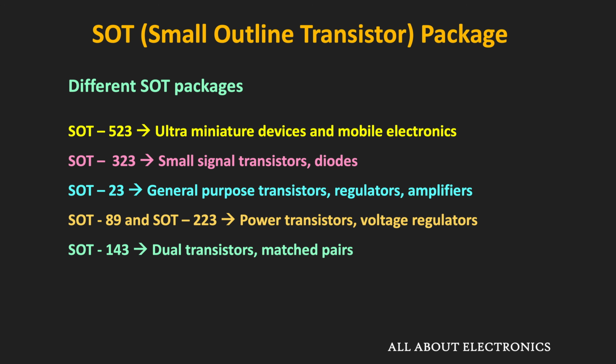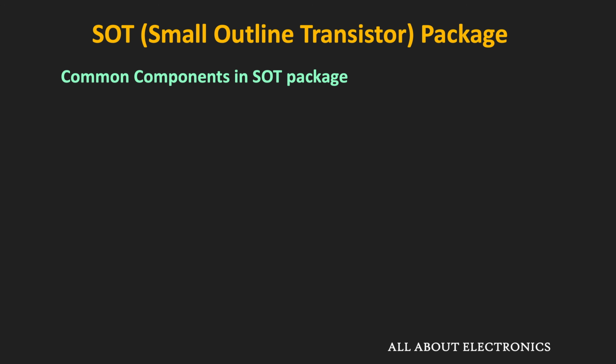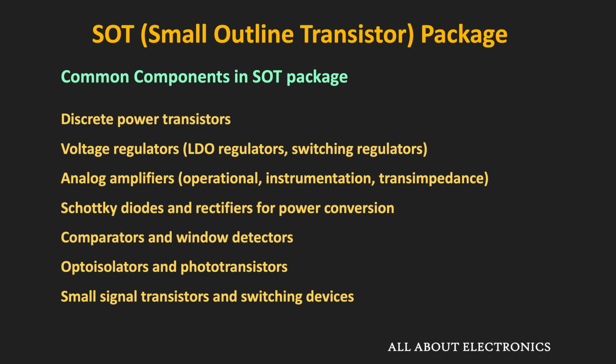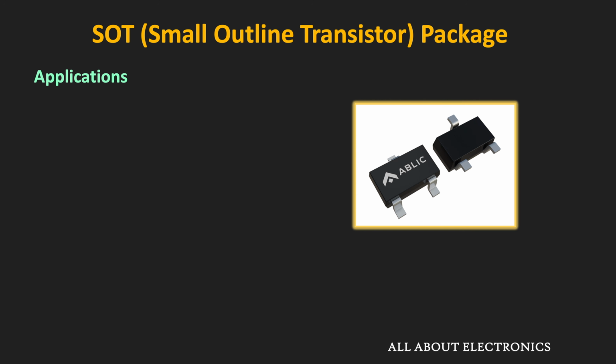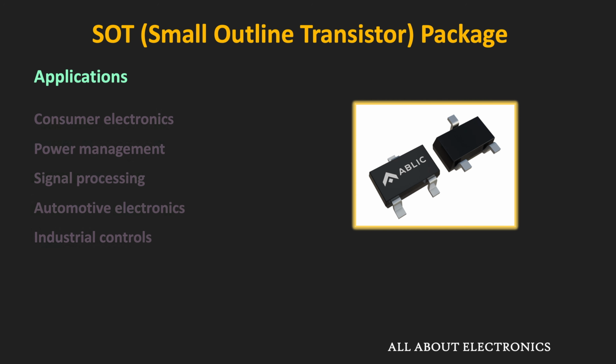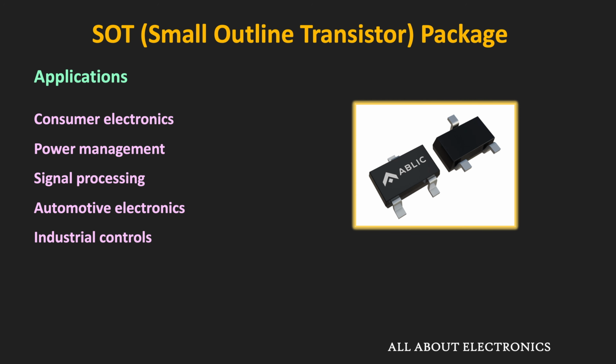As I said earlier, this package is typically used for discrete semiconductor components like the diode, MOSFET and transistors. But apart from that, it is also used for other components like voltage regulators, comparators, opto-isolators and other similar devices. And as you know, all these different components are used in all sorts of applications, from consumer electronics to signal processing. Similarly, it is also used in many industrial controls.